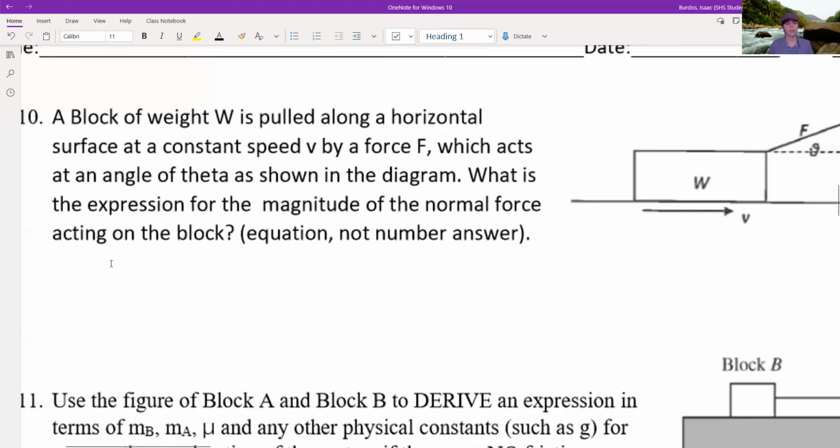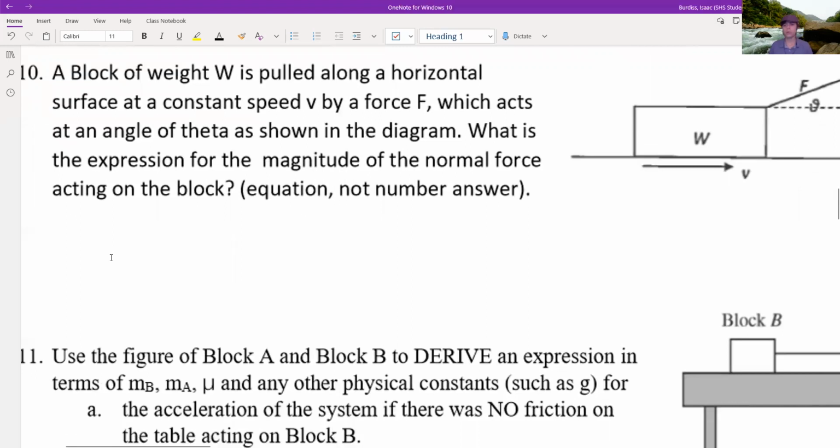Okay, so a block of weight W is pulled along a horizontal surface with a speed V by force F, which acts at an angle theta. What is the expression for the magnitude of the normal force? Equation, not a number answer. That's never what they're going to tell you. That's just because this was a teacher that made this. But that is true. So what is the magnitude of the normal force?